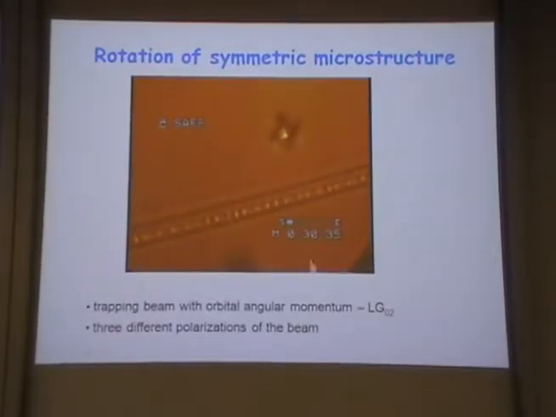So what we are trying to show here is that not only does it rotate, but it is also three-dimensionally trapped. So we can lift it and trap it three-dimensionally. We'll drive it through this partition just to show you that it's three-dimensionally trapped. Okay? And then if I change the sense of the rotation, from Gauss Laguerre 0-2 to Gauss Laguerre 0-minus-2, then the rotation will be in the opposite sense.